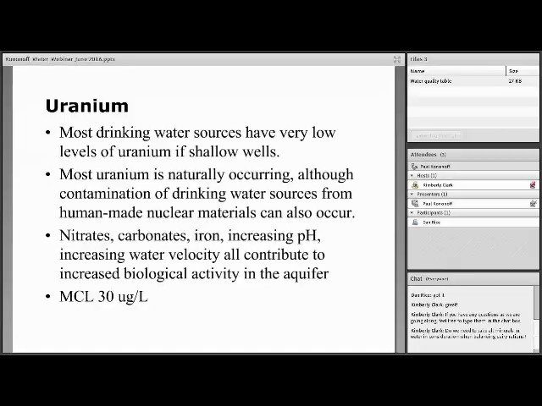Interestingly, nitrates and carbonates and iron and increasing pH may actually increase some biological activities in the aquifers. And so it's been thought that some of these factors that I've talked about before may be increasing the concentration of uranium in our water. The EPA has an estimate of water not being greater than 30 micrograms per liter for uranium.